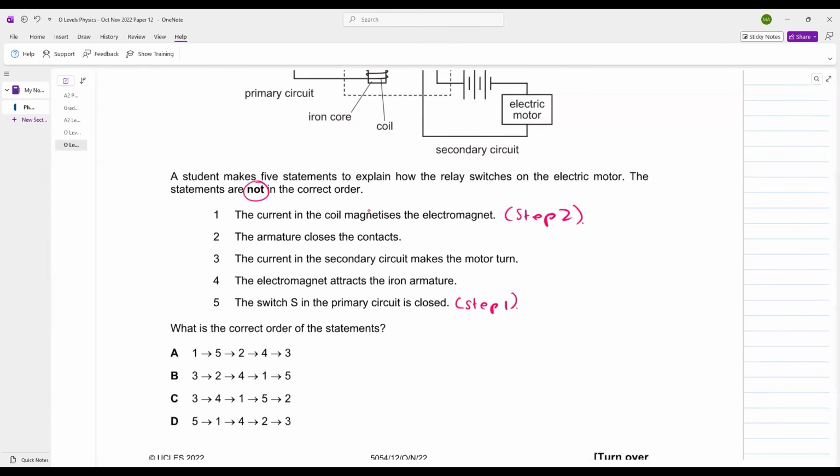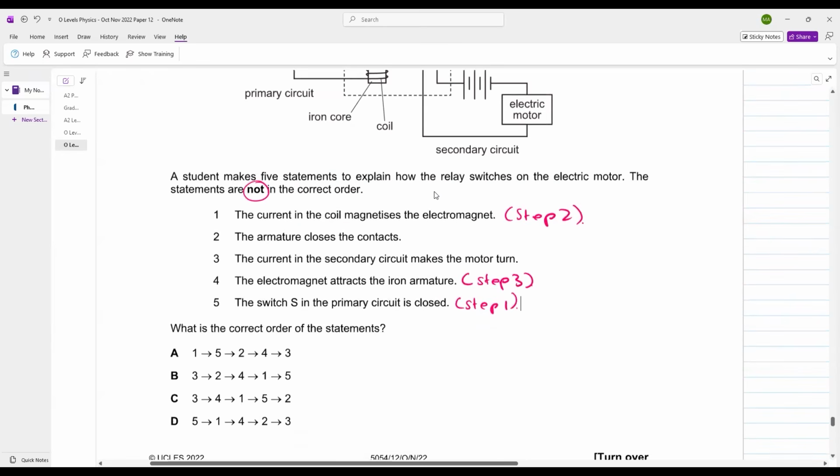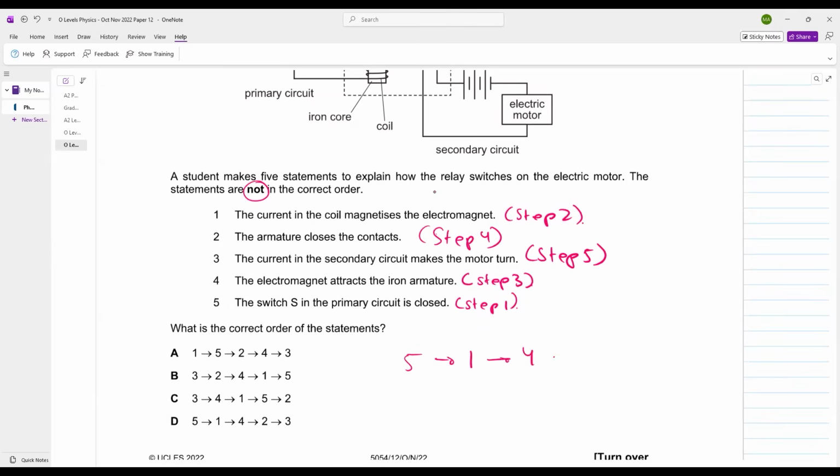This will attract the iron armature, the electromagnet attracts the iron armature, ठीक है। फिर क्या होगा, जैसे ही iron armature अट्रैक्ट होगा, the contacts will get closed. This is your step 4. And the current in the secondary coil rotates, ठीक है, this is your step 5. कोई ऐसा ऑप्शन है 5? फिर आपके पास आ गया 1, फिर 4, फिर 2 और फिर 3. 5 1 4 2 3, D is your answer.